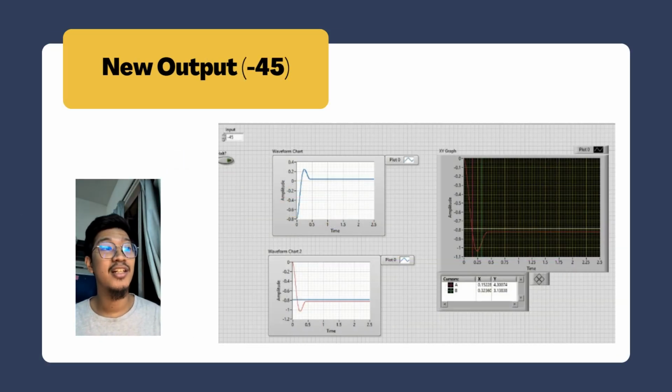Next, we tested the circuit using an input of negative 45 degrees. The output response is shown here. On the waveform chart, we can observe the system's transient response. It initially overshoots and then stabilizes as time progresses. The XY graph clearly shows how the amplitude changes over time, with two different markers showing the data between two points. These results confirm that the new circuit setup works correctly and is capable of handling negative input angles with stable tracking.